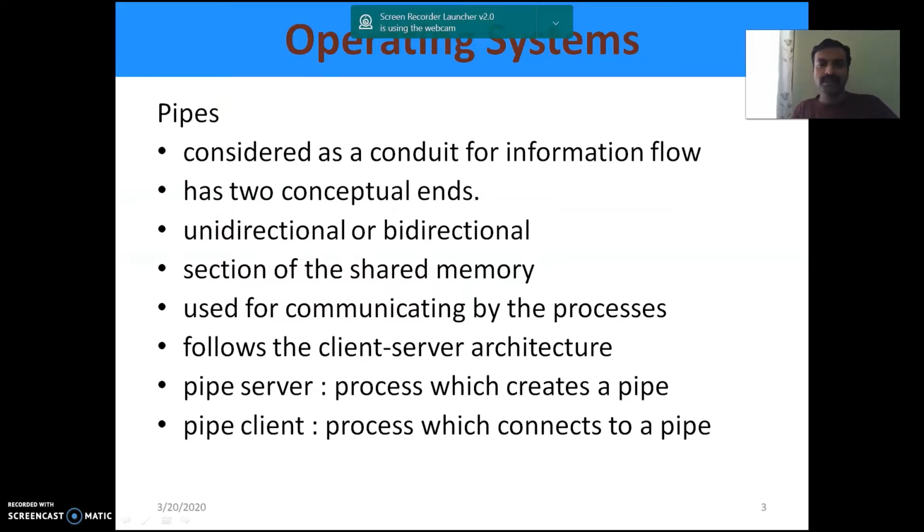Pipes are considered a conduit for information flow. Conduit means it's a channel for information flow. As in a normal pipe, it has two ends, and pipes support unidirectional and bidirectional flow of information. It is basically a section of the shared memory which is used by the processes for communicating between them.